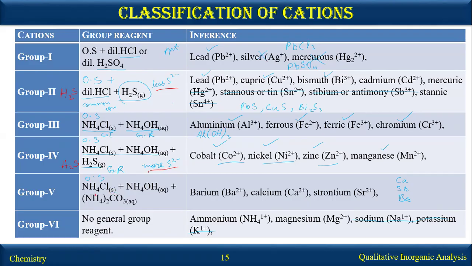Group 5, again the ammonium chloride and ammonium hydroxide, but the group reagent is ammonium carbonate. And these are the 3 ions. All of them give a white precipitate. So we have to perform the distinguishing test for them as well. And again, these are used as common ions. And for group 6, we will see the individual test. So that's all for this introductory video. Then we will see in detail later on.